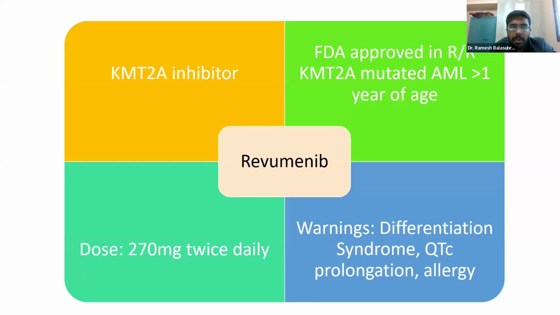Next in the pipeline, we have revumenib, which is approved, which is a KMT2A inhibitor for MLL rearrangement. It's a menin inhibitor. It is approved for relapsed refractory KMT2A mutated AML in patients more than 1 year of age, and the dosage is 270 milligrams twice daily. The warnings are differentiation syndrome, QT prolongation, and allergy.